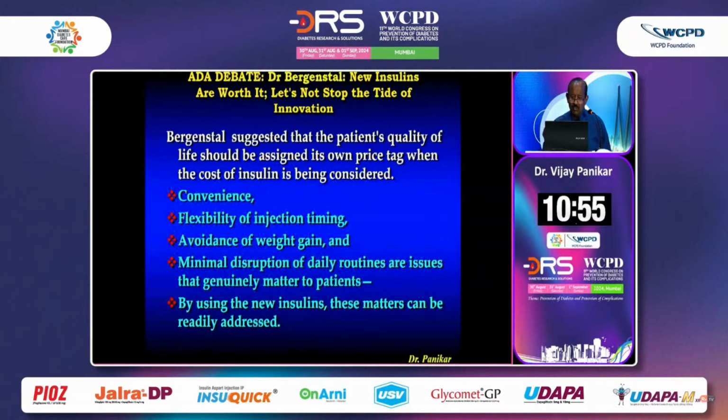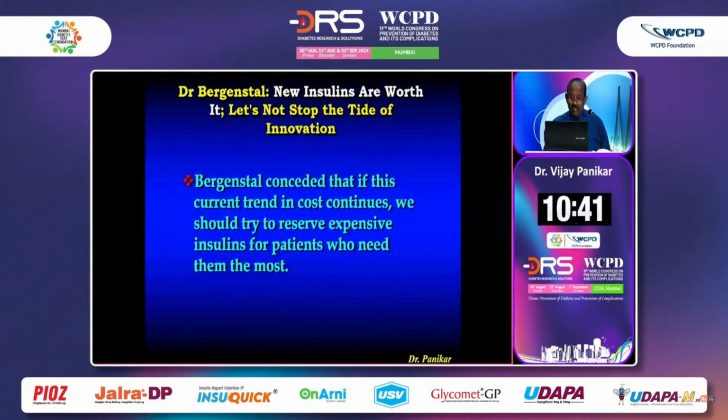That gives you, though there is an increased price tag, but look at the convenience, flexibility of injection timing, avoidance of weight gain, minimal disruption of daily routines. By using newer insulin, these matters can be readily addressed. And he considered that if the current trend in cost continues, the analog insulins are very expensive even in the US. We should try to reserve expensive insulin for patients who need them the most. And I don't know which. Type 1 diabetics is a different story altogether.